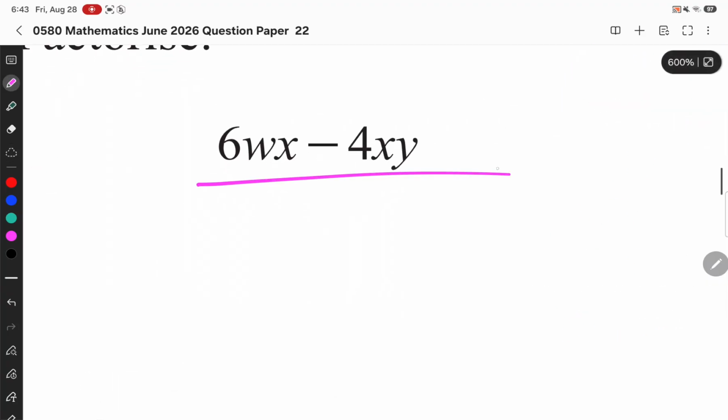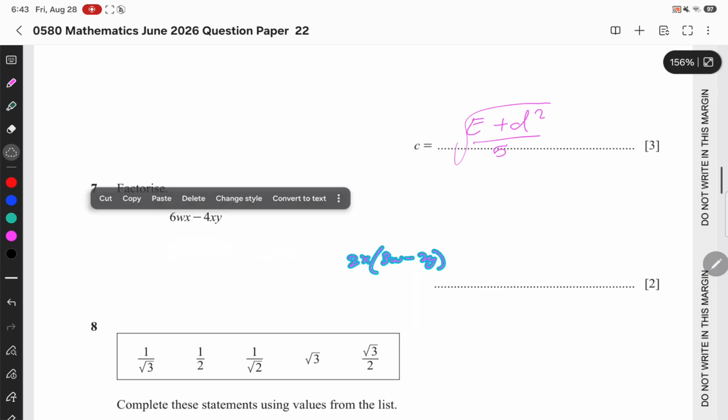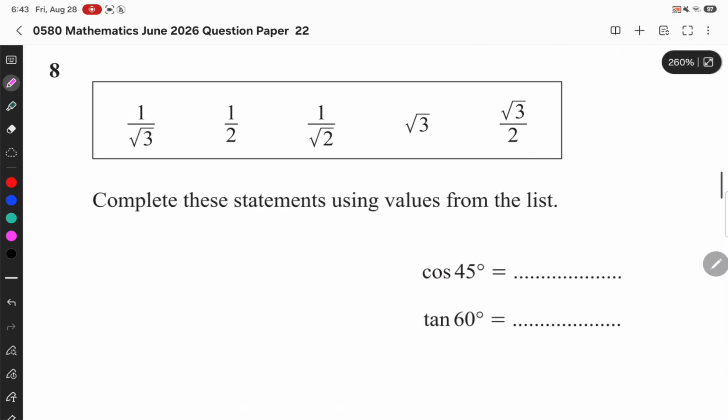Factorize. Oh my god. x needs 2 common, x common. So this is 3w minus 2y, like so. Immediately done.